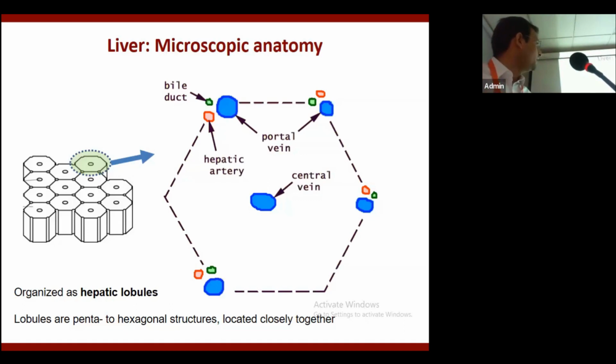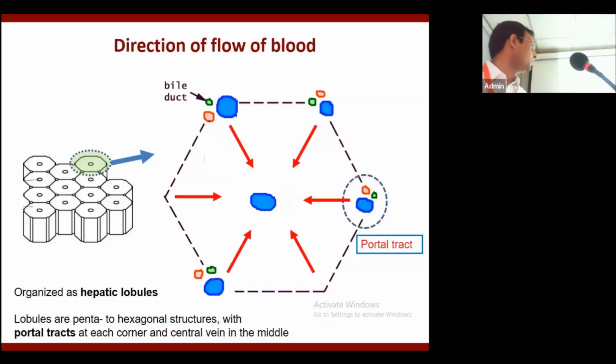So this is the inflow of the liver, and this is the outflow. There is hepatopetal flow to the liver, and the portal vein carries the blood via sinusoids to the central veins. So this is the flow of the blood.